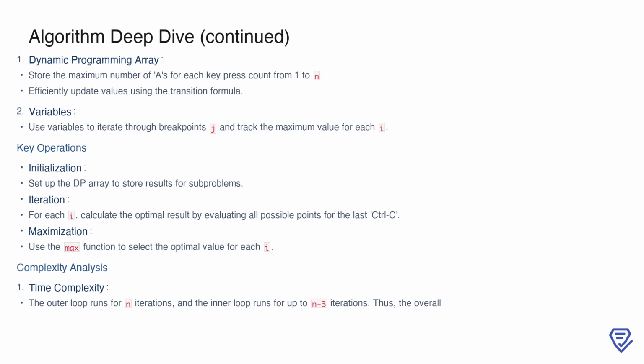In terms of time complexity, the outer loop runs n iterations, and the inner loop evaluating breakpoints runs for up to n iterations, leading to an overall time complexity of O(n squared). The space complexity is O(n), as the dp array requires storage proportional to the input size.